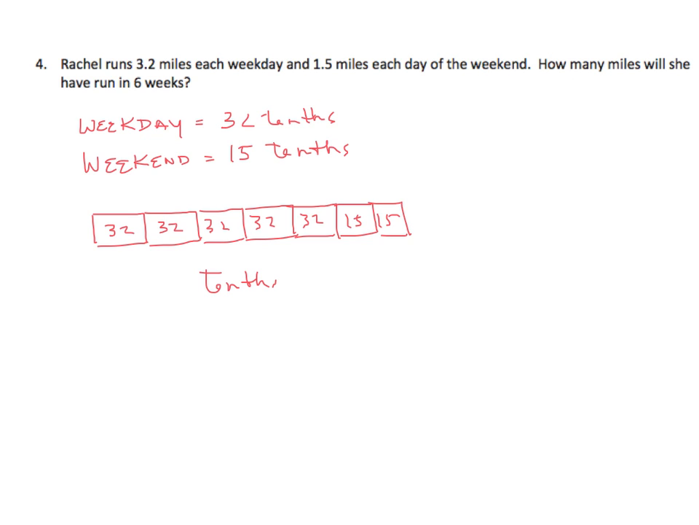Okay, looking at this problem, we see that if we put all these together, we have the total miles in tenths that Rachel runs in 1 week. Well, that's just 1 week. So think about this tape diagram. What operations do we need to perform to find the value for the entire week? And then we need to find the value for 6 weeks. And when we get done, we have to remember that we were calculating in tenths. So we're going to need to convert from our unit form in tenths to standard form.